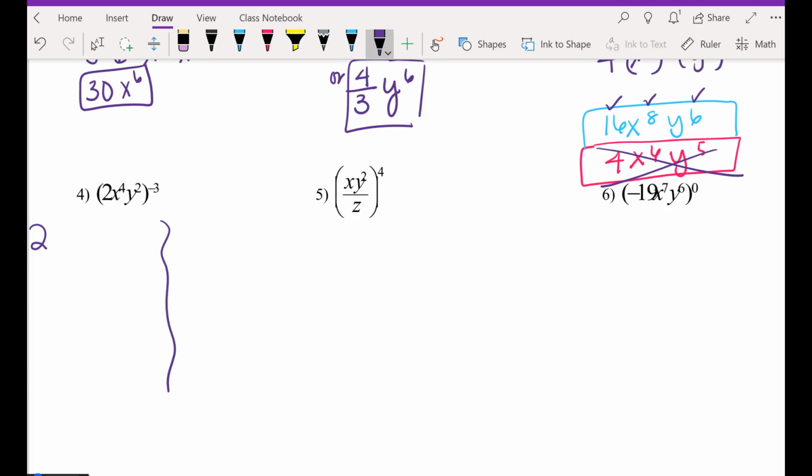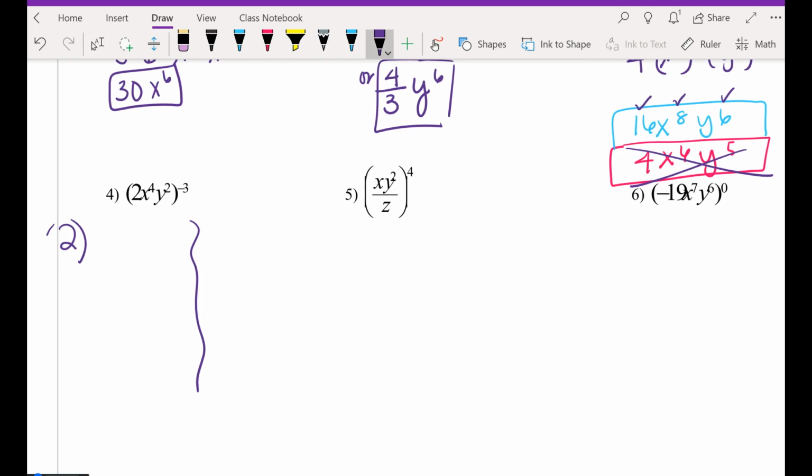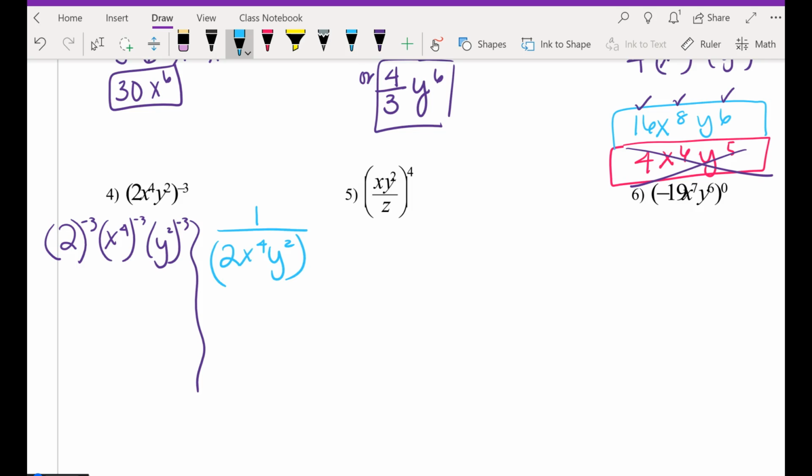So I'm going to distribute first because some of you said so. This is really 2 to the negative 3, x to the 4th to the negative 3, y to the 2nd to the negative 3. Okay, that's if you distribute first. If you flip first, it looks like this. Now the 3 is positive.